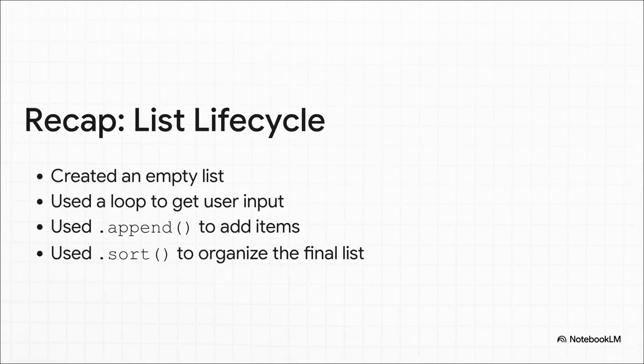So let's do a super quick recap of what just happened. We started from scratch with a totally empty list. We used a loop to keep asking the user for items. Inside that loop, .append was our workhorse. It did all the heavy lifting of adding items. And at the very end, .sort came in for that final polished result. You just saw the entire life cycle of a list in action.